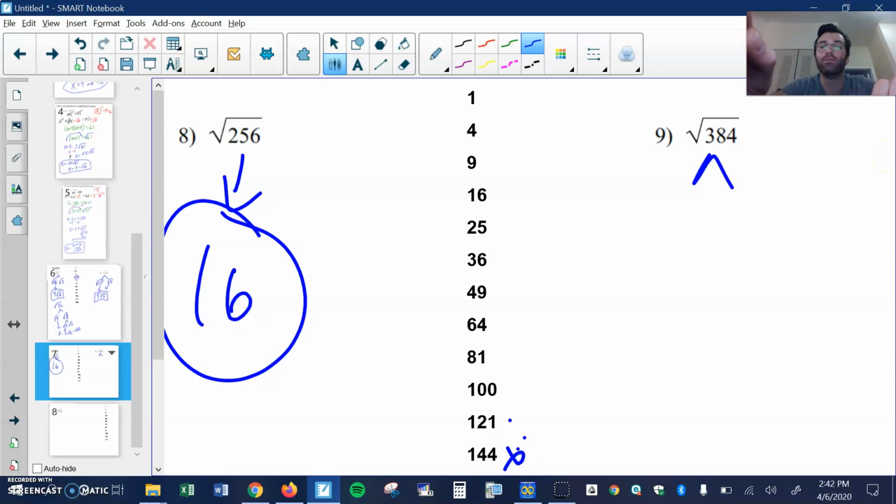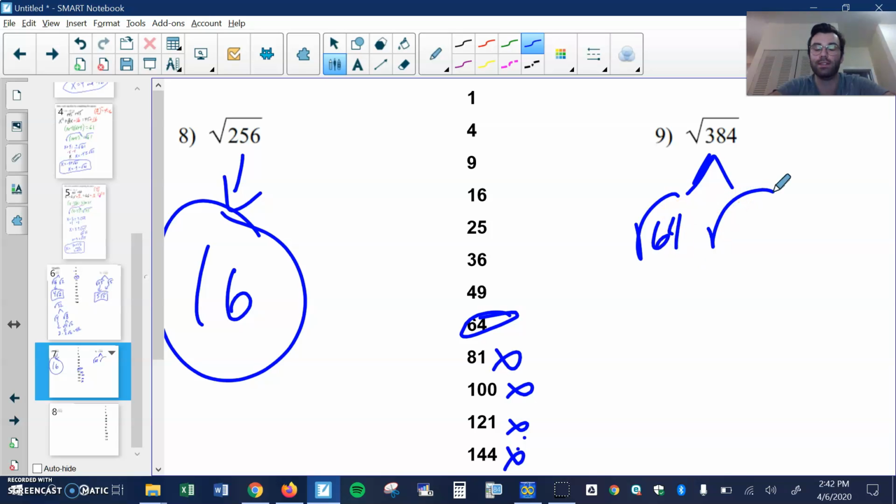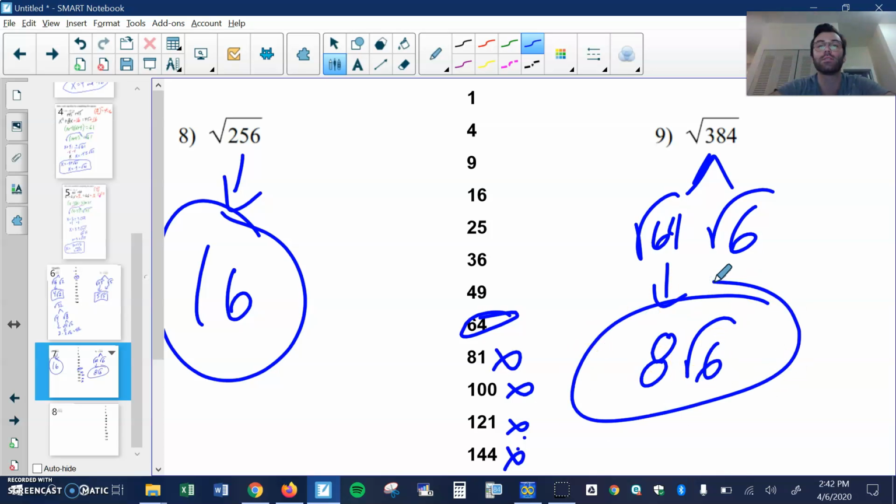So I know that for 64, I get 6. So I get root 64 times root 6, and I know the square root of 64 is 8, and there is no square root of 6, so I just leave it as 8 root 6.